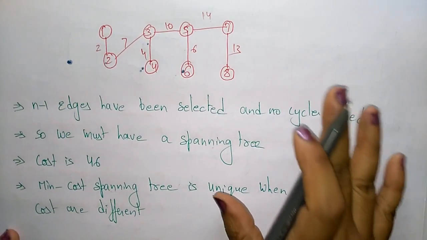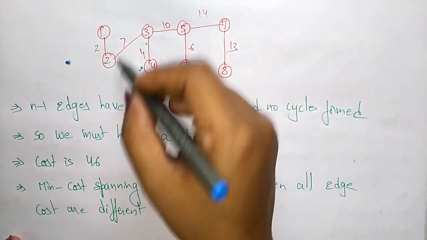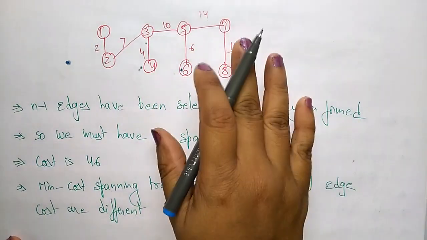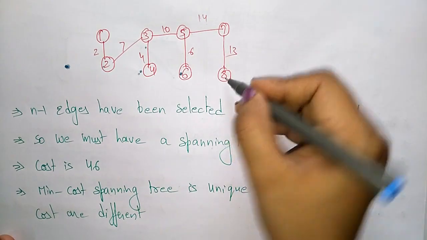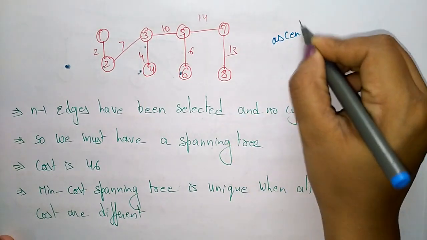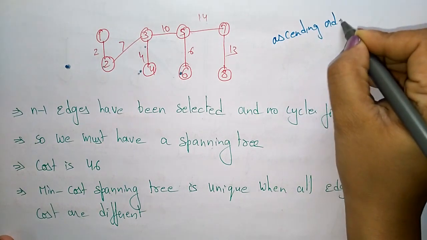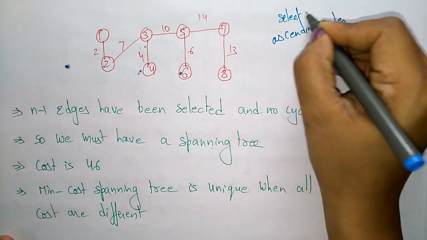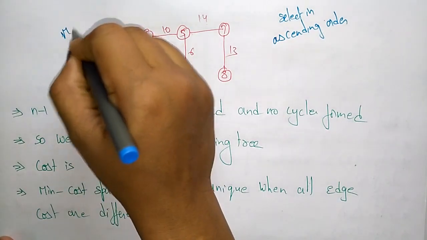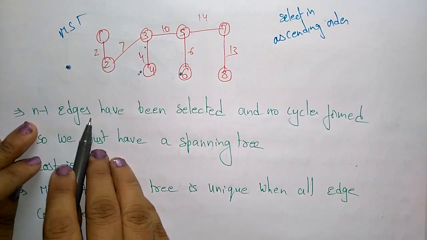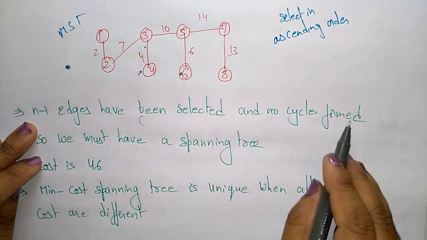In Kruskal's algorithm, first you have to write the vertices and after that you have to check the edges. You have to connect the vertices by using the edges, selecting in ascending order. So this is the graph you will get, which is a minimum spanning tree. Here n-1 edges have been selected and no cycles formed.